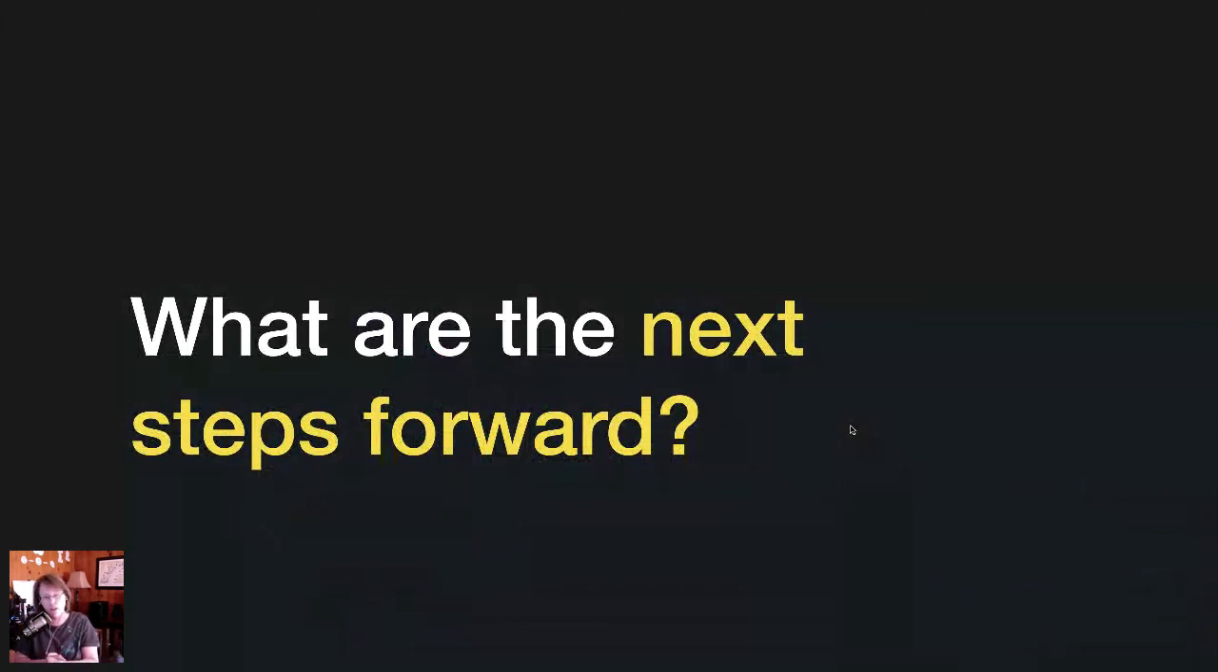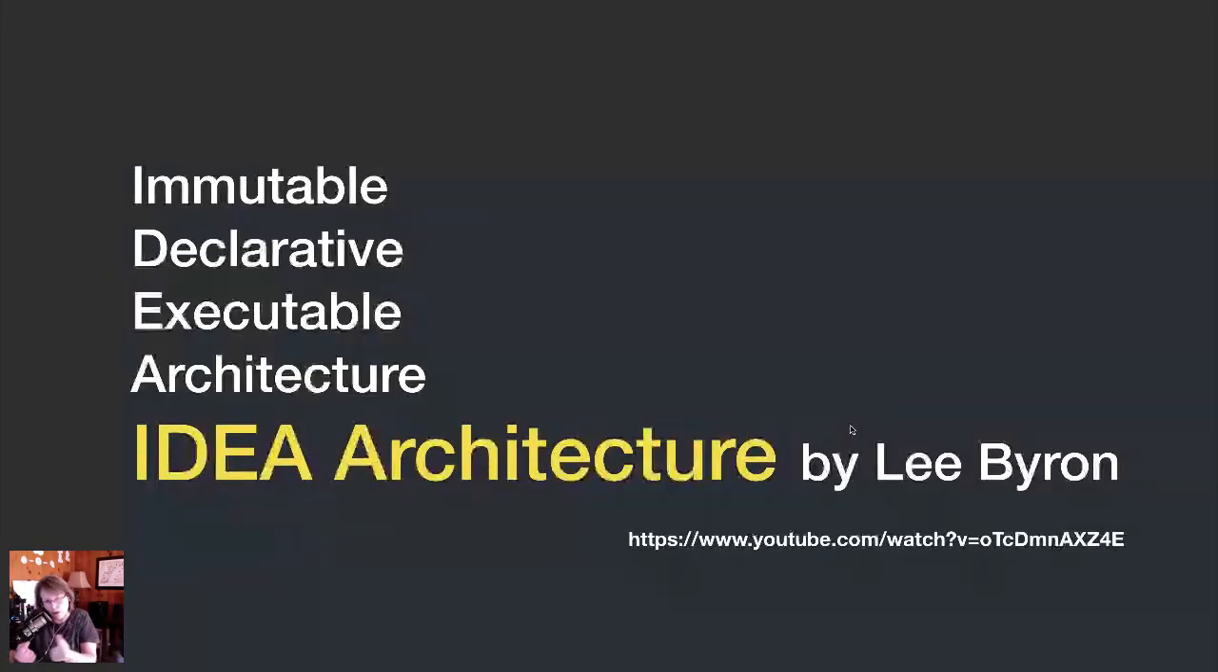And I'm going to put this here in the slide because I think it starts to get us to think about what's going to be coming down the road and what we can be doing to continue maximizing this idea: architecture by Lee Byron. We have the immutable, declarative, executable architecture, and he calls it the idea architecture. Man, go watch that video. Whew, that's a really good one. So with this, and I completely stole this from him and then put it on a different background screen, I'm giving him the credit here for this.